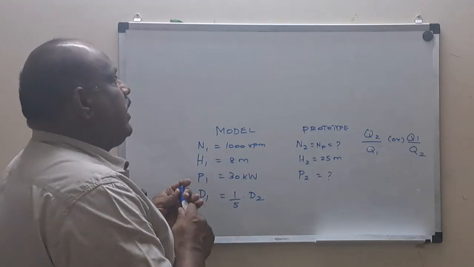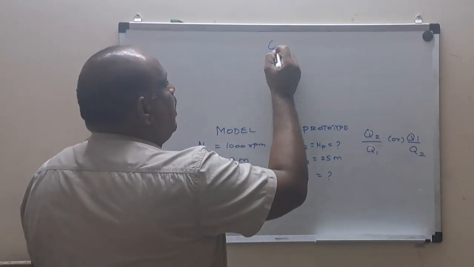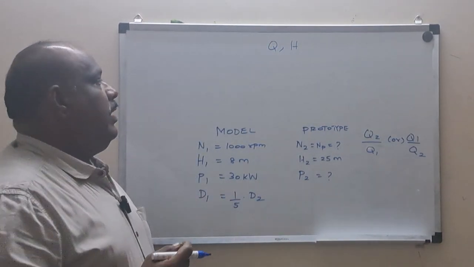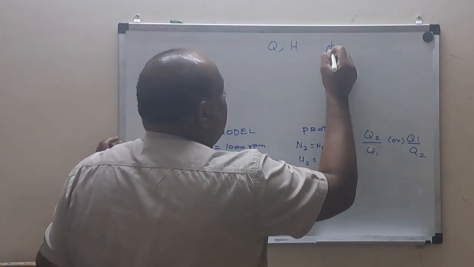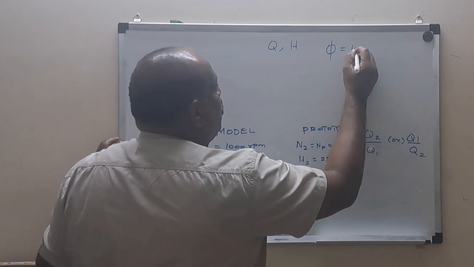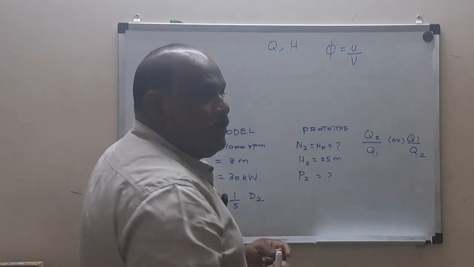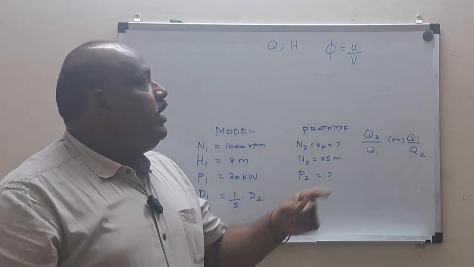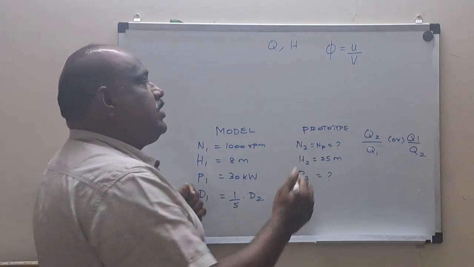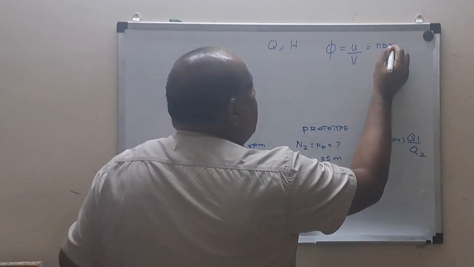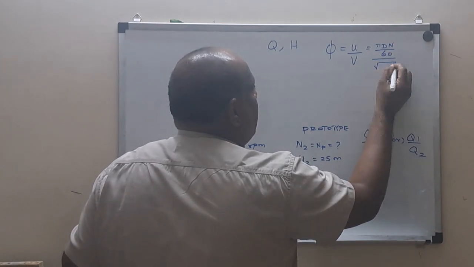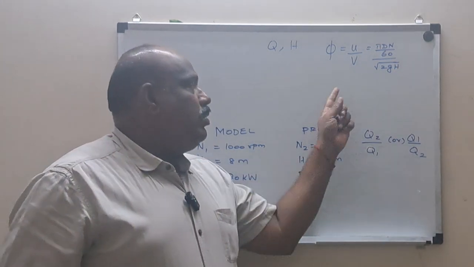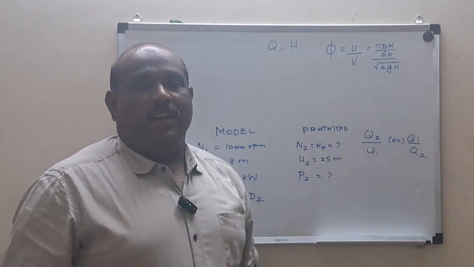So we know the characteristics of a pump, or the outcome of the pumps, are Q and H. We want enough flow rate as well as enough head. As well as we know that phi, which is nothing but a speed ratio, is U by V, where U is the speed of the blades. There are two velocities in a pump. One is the velocity of the blade and another is the velocity of the fluid. So U is the velocity of the blades, which is given by pi DN by 60, and V is given by a formula called what? root 2gH. If the head is more, then the velocity will also be more. So V is the fluid velocity, and U is the solid velocity or the blade velocity.